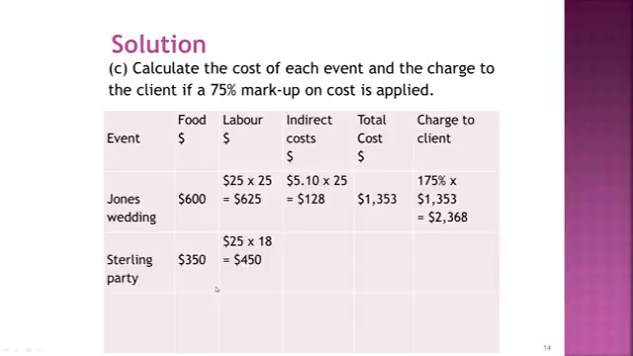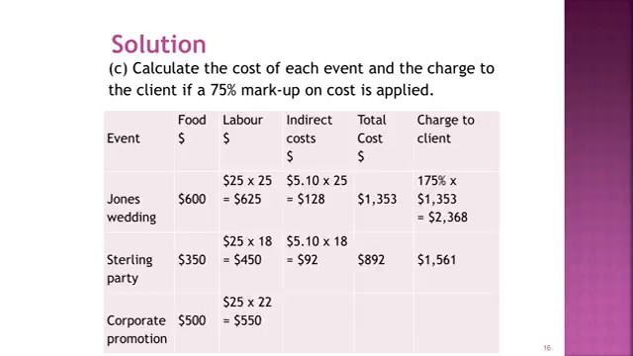For the Sterling party, we'll go through the same process. The food is $350. 18 hours of labour times $25 is $450. Again, we're using labour hours as the cost driver, so $5.10 times 18 is $92. The total cost is $892, multiplied by 1.75 to mark it up by 75%. So the charge to the client is $1,561.